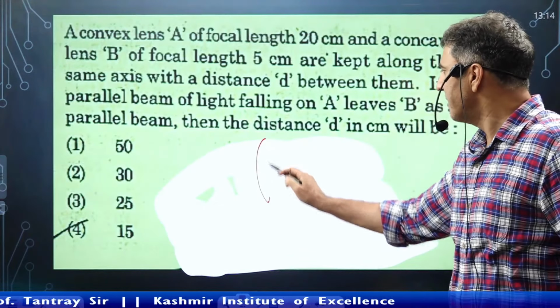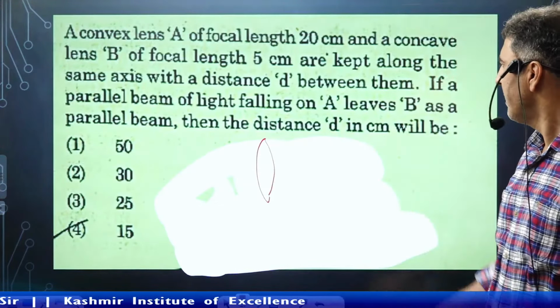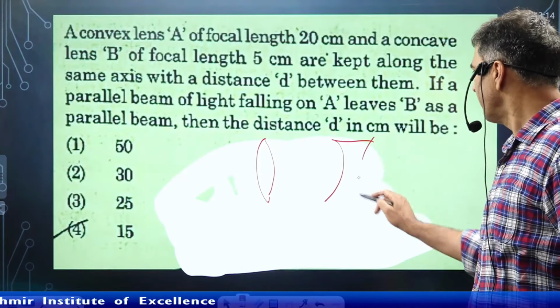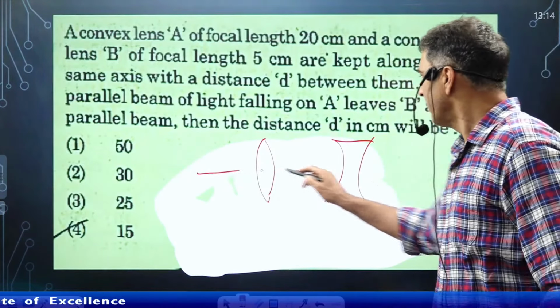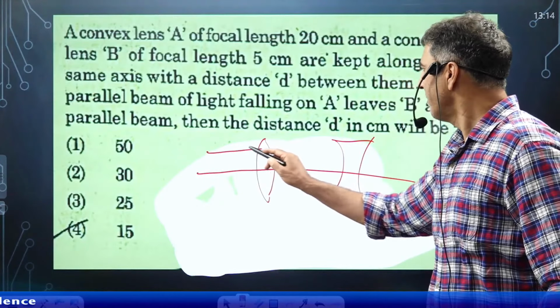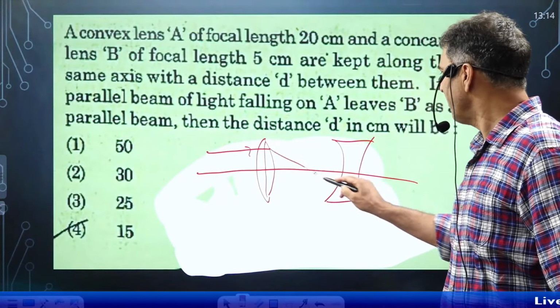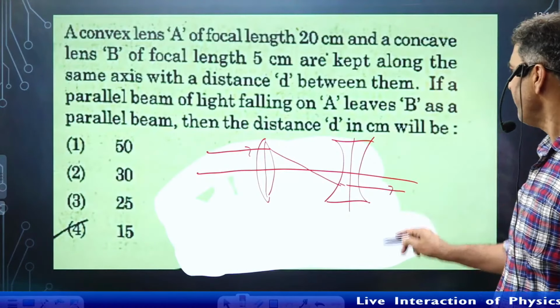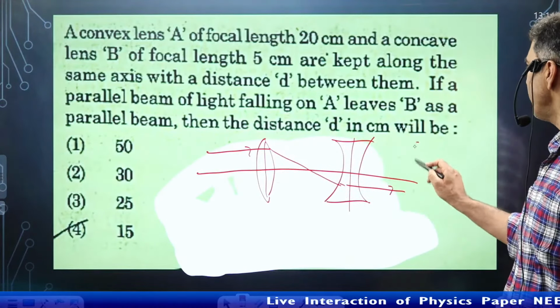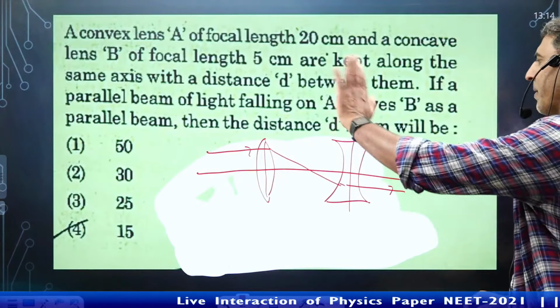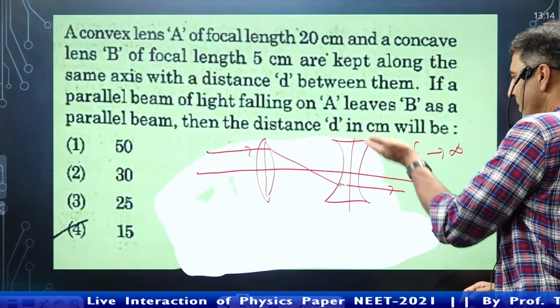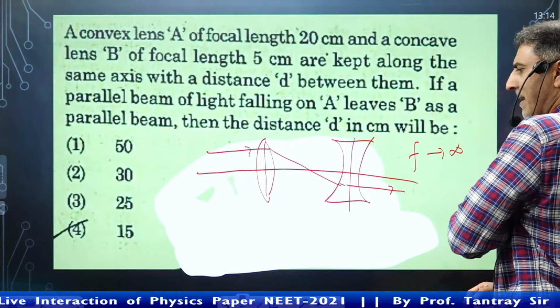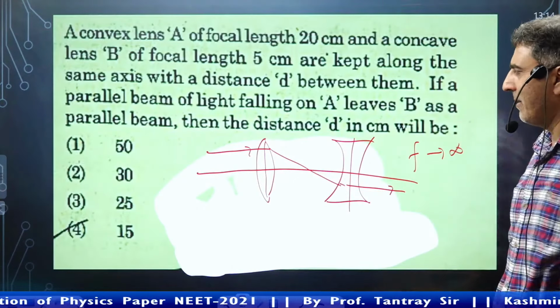You have two lenses, convex lens and concave lens. Here comes the parallel beam. It may bend downwards, but again when it passes this, it goes parallel. That means the focal length of the whole combination is infinity, because the ray does not meet the principal axis, it goes parallel to infinity. So focal length is infinity.